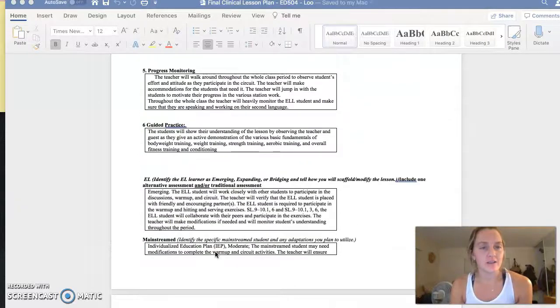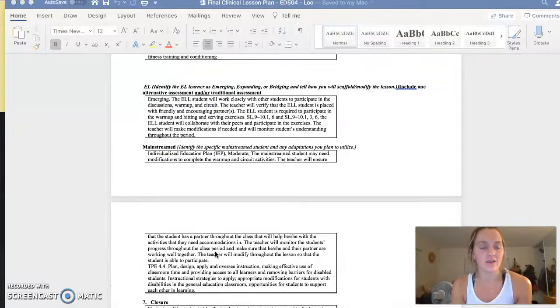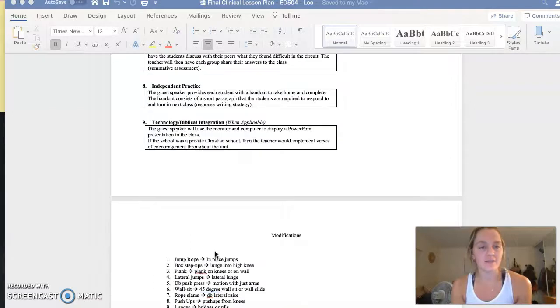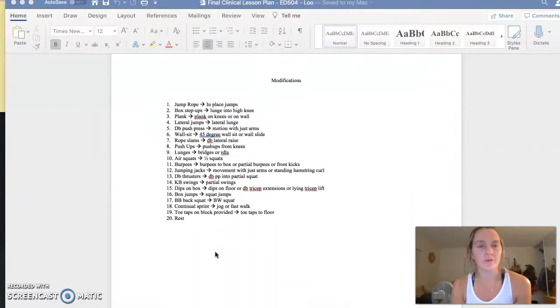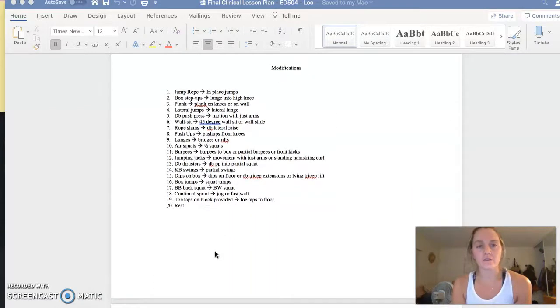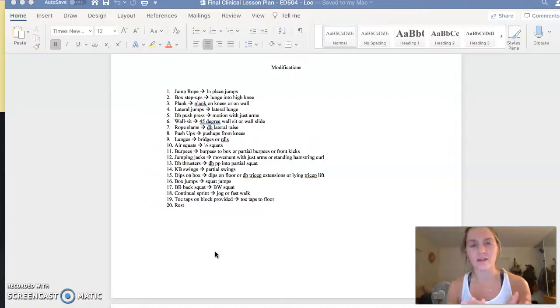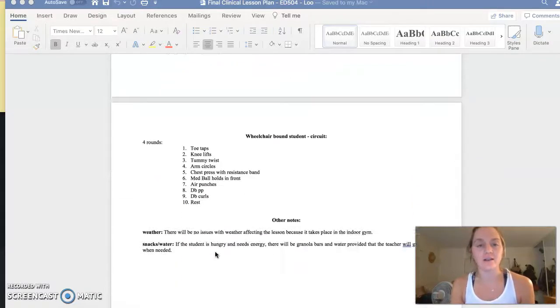The rest of this just goes over the rest of my lesson. At the end, I just put modifications. I think that this will be huge in this unit because there's going to be a lot of movements that students will not be able to do. And this won't matter if they're a mainstream student or not. So I think it's important to always have, honestly, 3 or 4 other movements when doing a lesson like this.